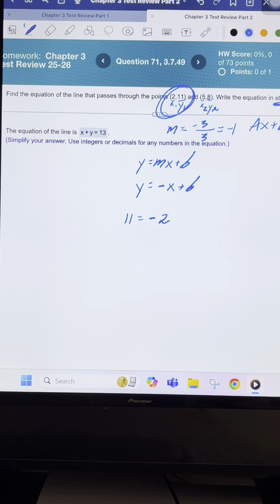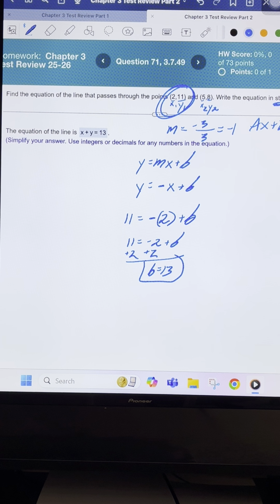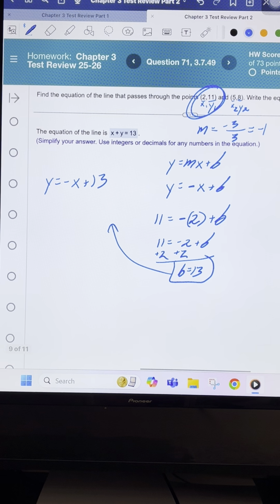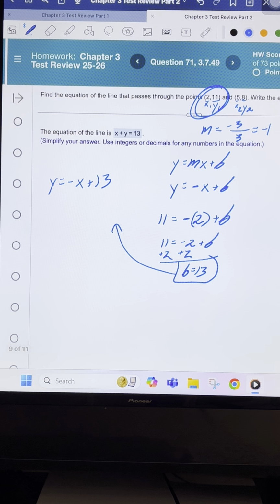Now let us find our b. We need to find our b first, so let's use these first ones because this is a little easier. So my y is 11, my x is 2, right? -2 because of the 2 right here, plus b. 11 equals -2 plus b. Plus 2, plus 2. So my b is 13. Now let's plug this back in to get my slope-intercept form. So I have y equals -x plus 13.